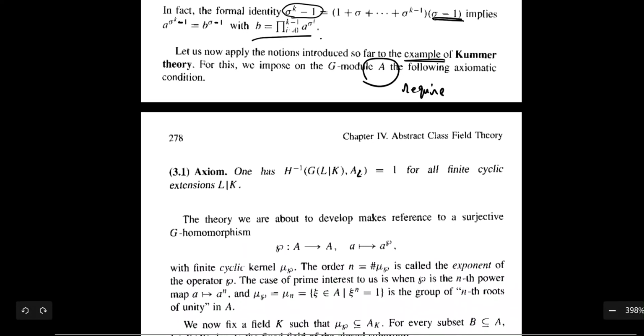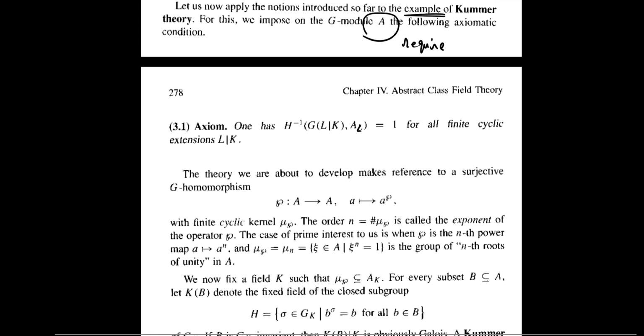So we continue with Kummer theory. Let us now apply the notions introduced so far to the complex of Kummer theory. For this, we impose on the G module A the following axiomatic condition. Axiom. So this is an axiom condition for A.